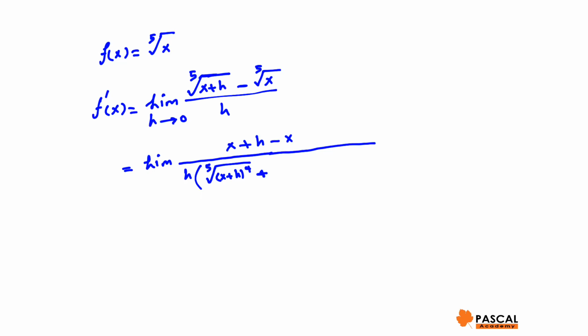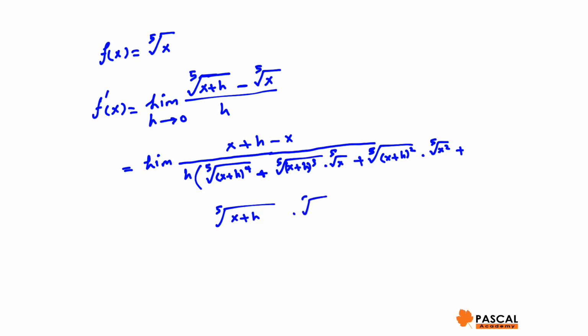plus the fifth root of x plus h to the power of 3 times the fifth root of x, plus the fifth root of x plus h to the power of 2 times the fifth root of x squared, plus the fifth root of x plus h times the fifth root of x to the power of 3, plus the fifth root of x to the power of 4, as h approaches 0.